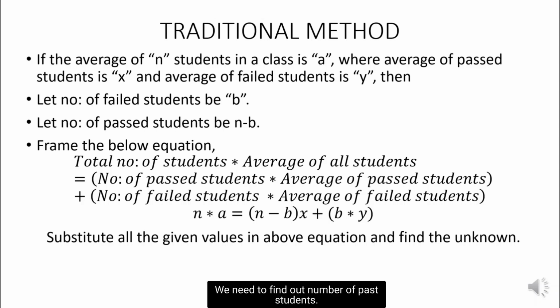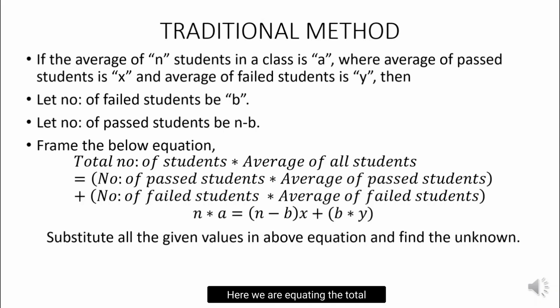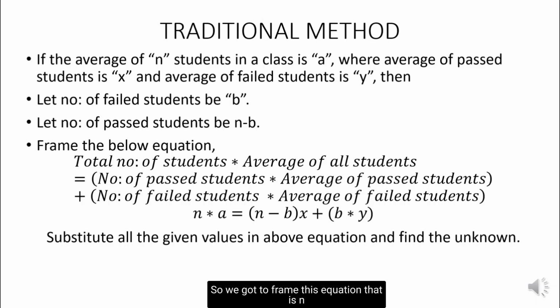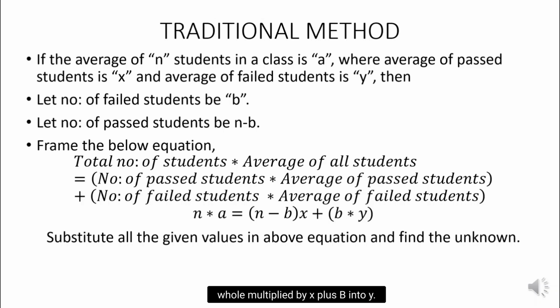We need to find out number of passed students, therefore we can frame the below equation, that is total number of students into average of all the students is equal to total number of passed students multiplied by their average plus total number of failed students multiplied by their average. Here we are equating the total number of marks on either side. So we got to frame this equation, that is n multiplied by A is equal to (n minus b) the whole multiplied by X plus b into Y.